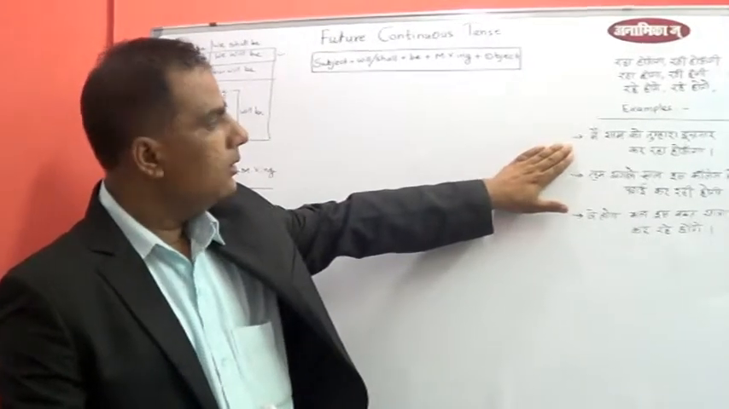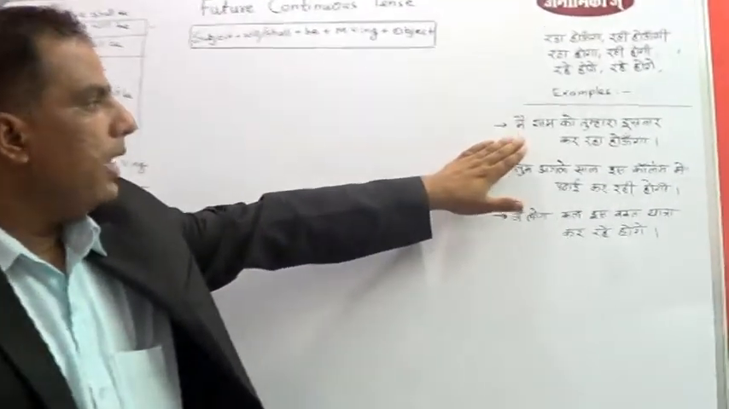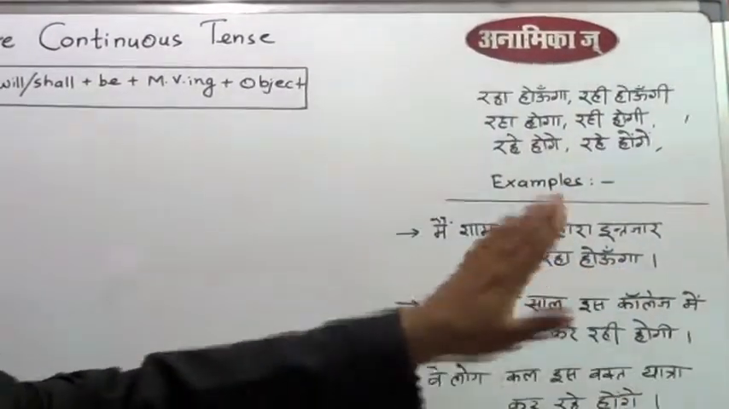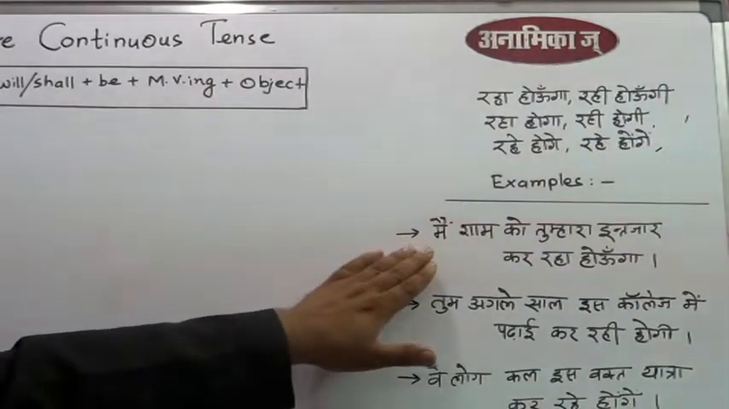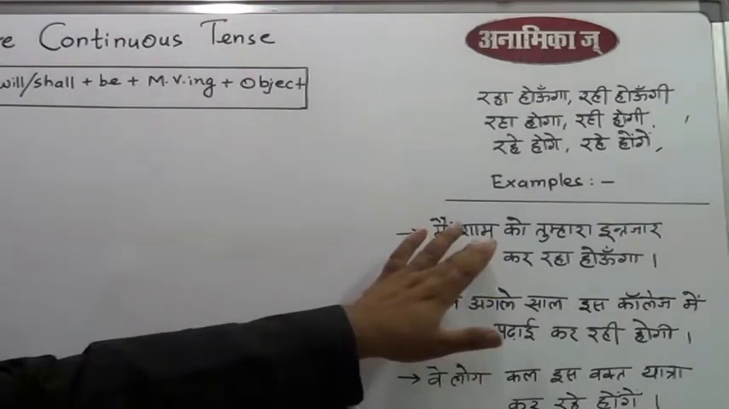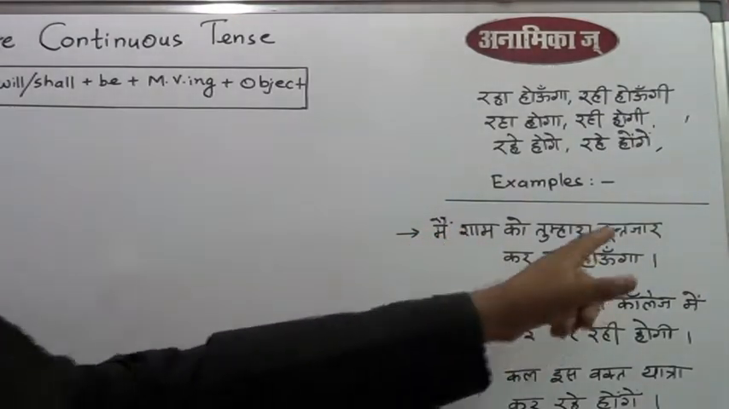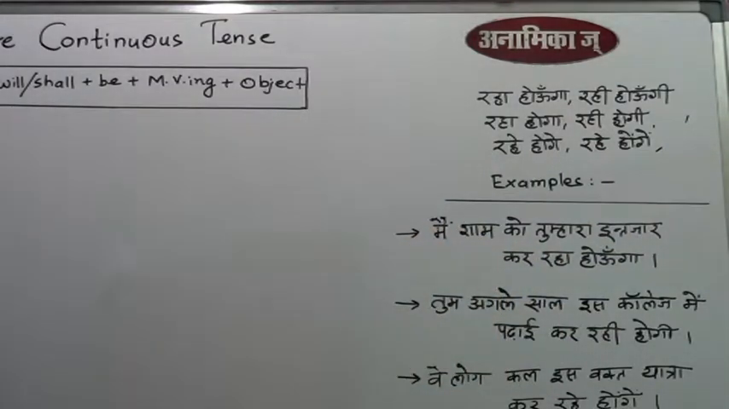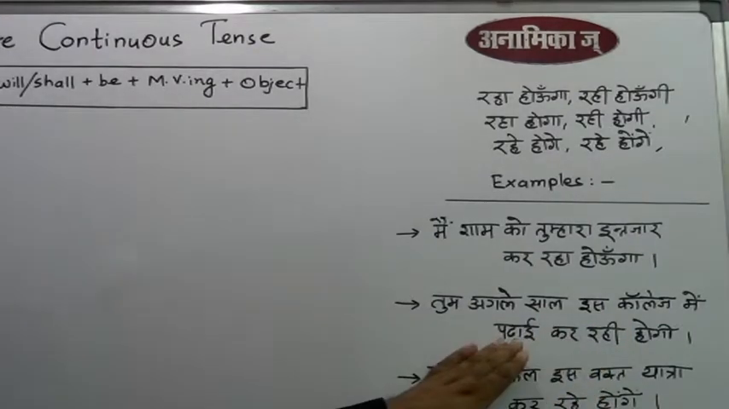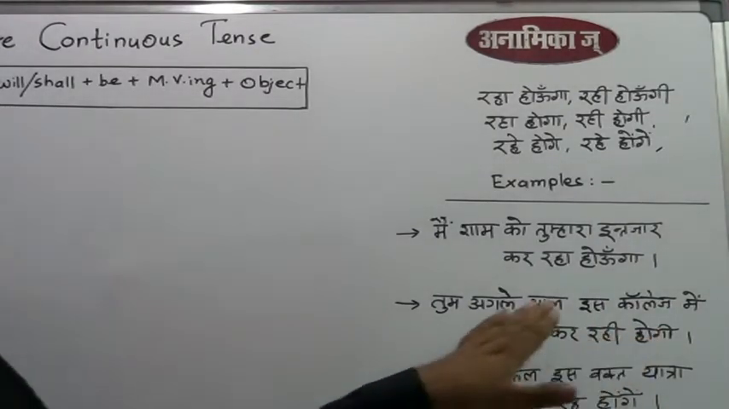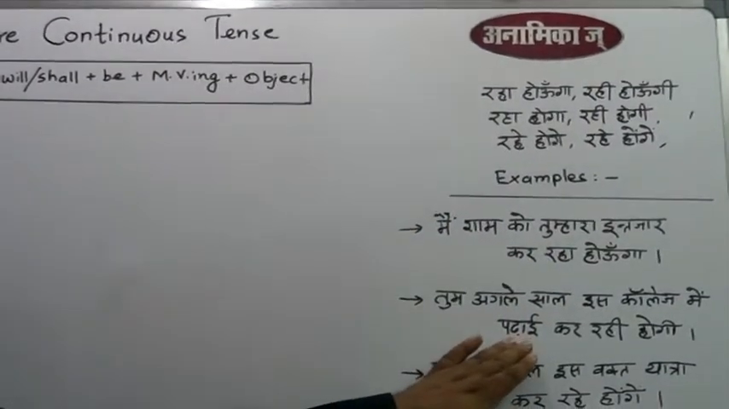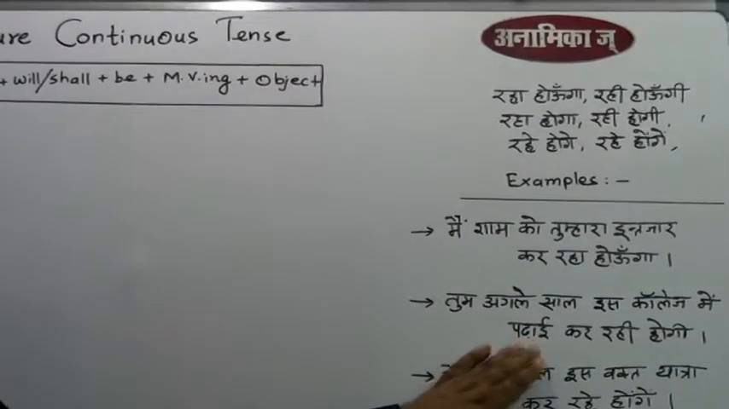Here we have a sentence: मैं शाम को तुम्हारा इंतजार कर रहा होऊंगा. इसका ये मतलब होता है at some particular time in future, which is tomorrow's evening, ये action चल रहा होगा. Similarly, तुम अगले साल इस कॉलेज में पढ़ाई कर रही होगी. So again, at some point of time in future, this action will be going on.